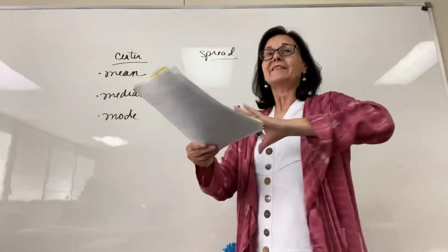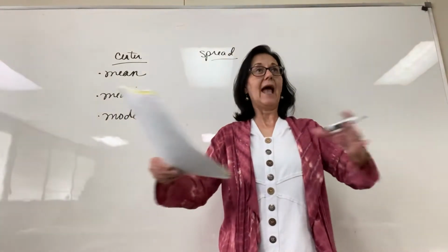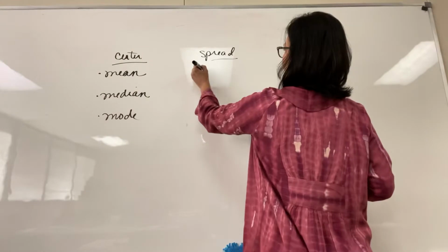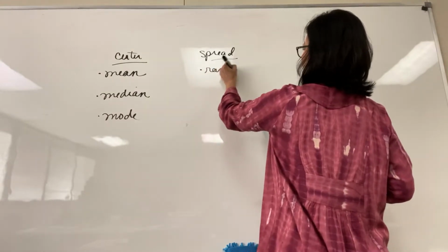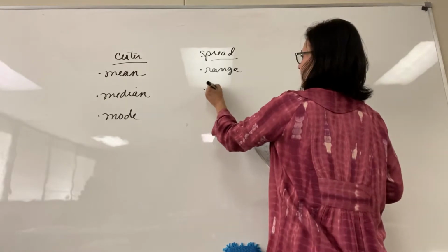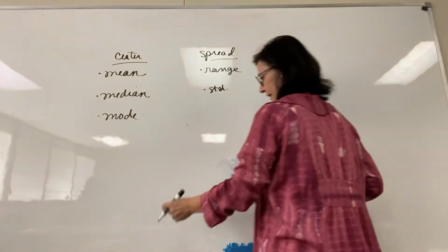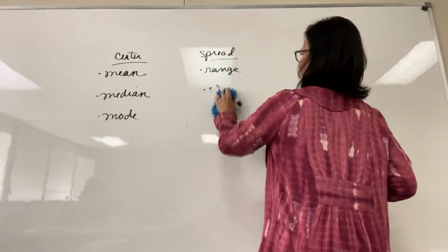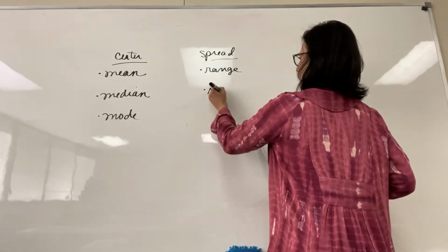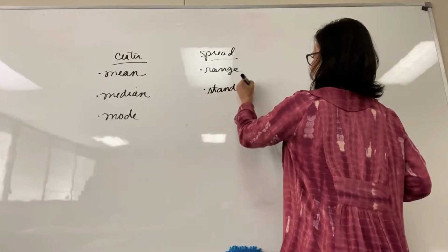Spread, which is like the variance of the data, how it's spread from the center, is measured by using the range. Y'all know the range. By using the standard... Okay, I can't even write. Standard, that doesn't even look like standard. Maybe I should write the whole word out. Standard deviation.